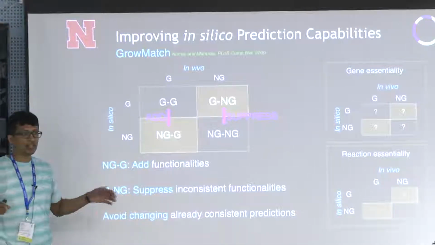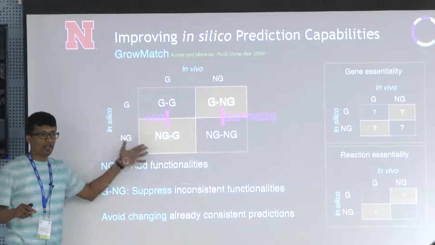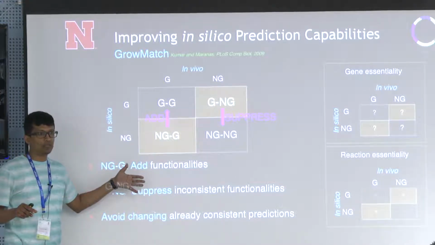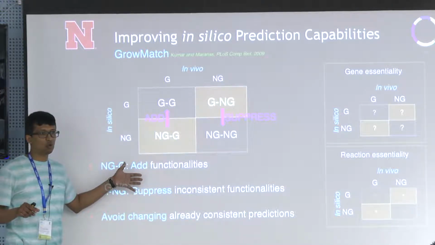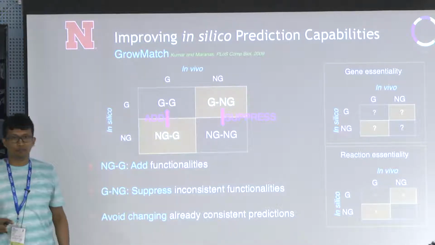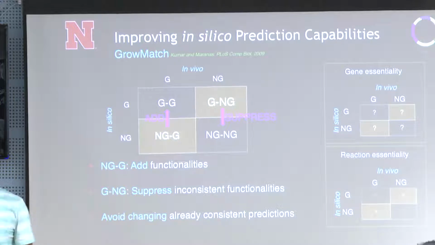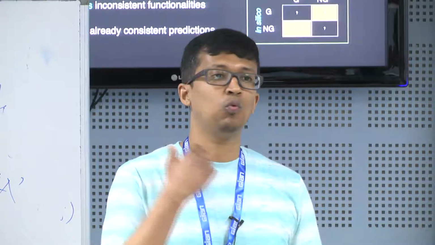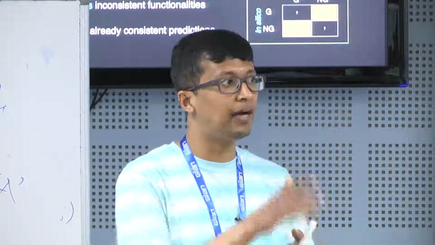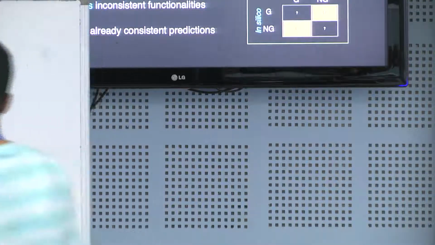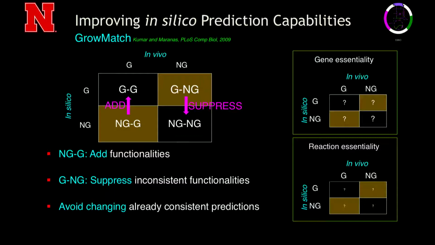What I am trying to say here is there is a way of doing it automatically. The name of the tool is called GrowMatch. I am not sure if it is in the KBase, but whoever has interest, it is there. If it is there, then you can make use of it. If it is not there, or if you are interested to use COBRApy, it is there. So again, the name of the tool is GrowMatch.